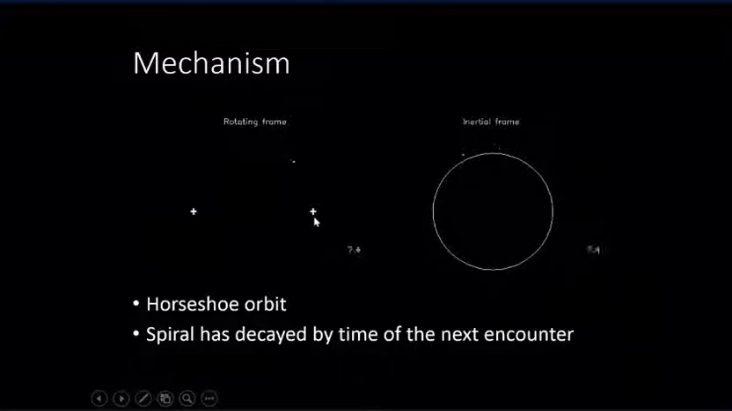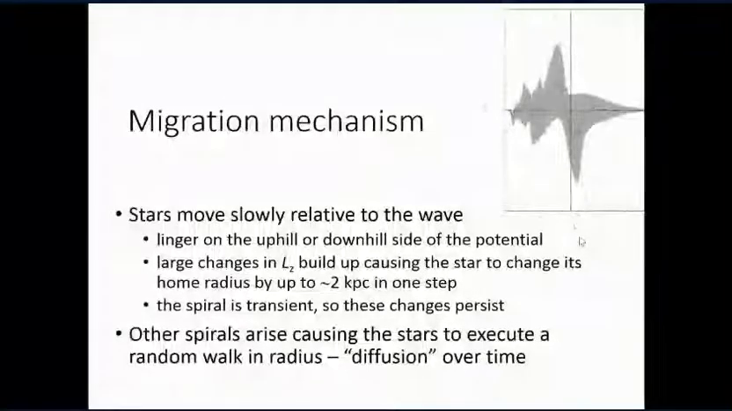But when this motion is relatively slow, by the time it gets all the way around the galaxy to the other spiral arm, that spiral arm has decayed, and so this produces an irreversible change in the angular momentum of the star. And the reason that stars get migrated is because the gravitational potential, the non-axisymmetric part of the gravitational potential, causes them to move uphill or downhill in the spiral density wave. And as they're moving slowly relative to the wave, the large changes in their angular momentum can build up, which causes the star to change its home radius by a big step as it crosses co-rotation. And that could be as much as 2 kiloparsecs in the case of the Milky Way.